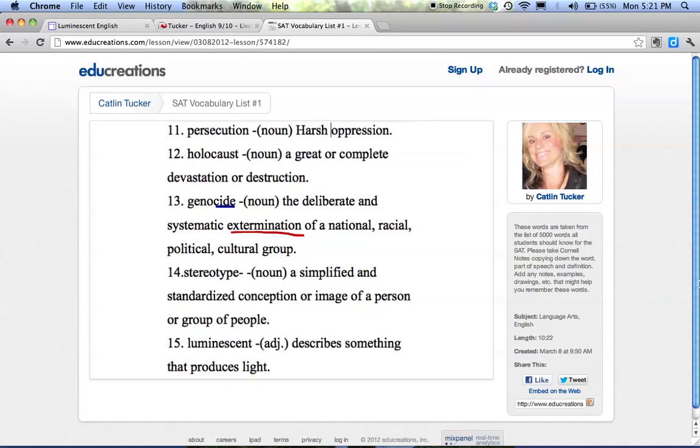Number 14 is stereotype, and a stereotype is a noun, and it's a simplified or standardized conception or image of a person or a group of people. So really, really common stereotypes are, people who wear glasses are smart, love school, right? Blondes, and I can say this because I'm blonde and I've heard these jokes my whole life, that blondes are not as intelligent, that athletes aren't as intelligent.